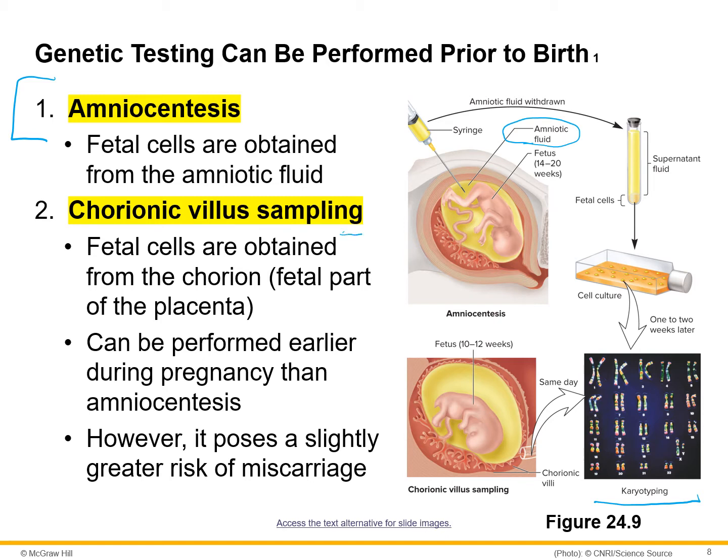There's another mechanism where the chorion, which is part of the placenta, which is actually derived from fetal cells rather than maternal cells. Some of the placenta is of maternal origin. And you can do a scraping and remove some of those cells and do a karyotype on those cells.